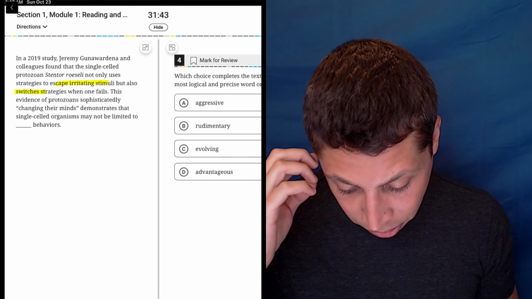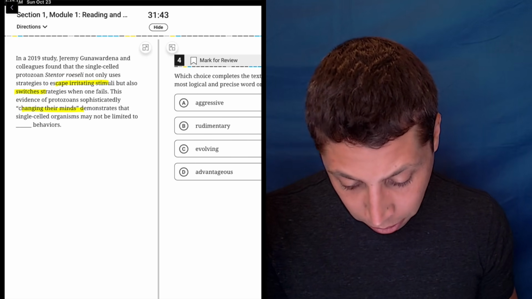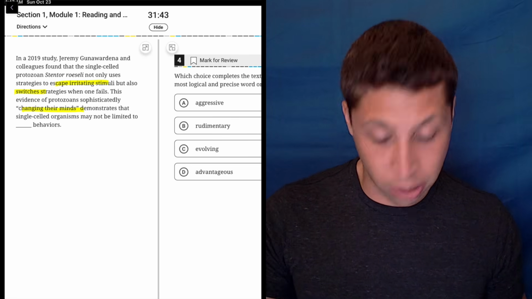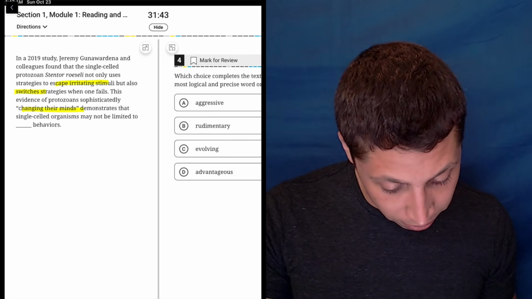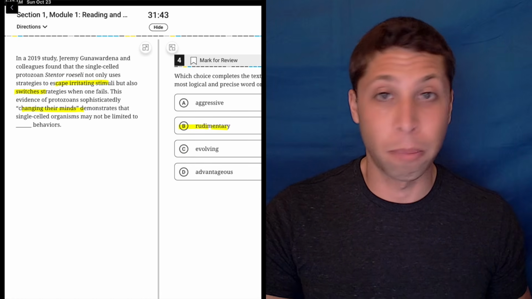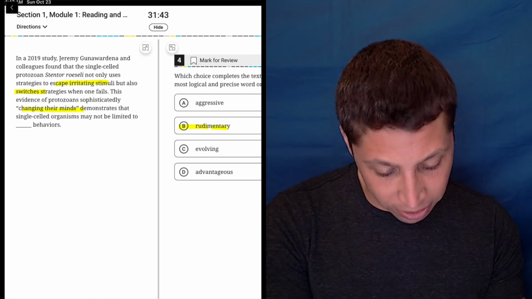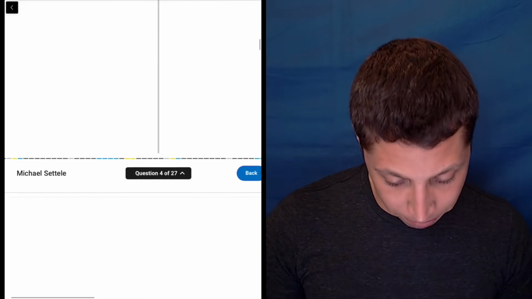This evidence of protozoans sophisticatedly changing their minds, that seems important, demonstrates that single-celled organisms may not be limited to, I don't know, a simple or a single behavior. Oh, perfect. Rudimentary behaviors. Perfect. That's what simple means. Yeah, it's the only one that's kind of negative here in the right way. So that's going to be it.